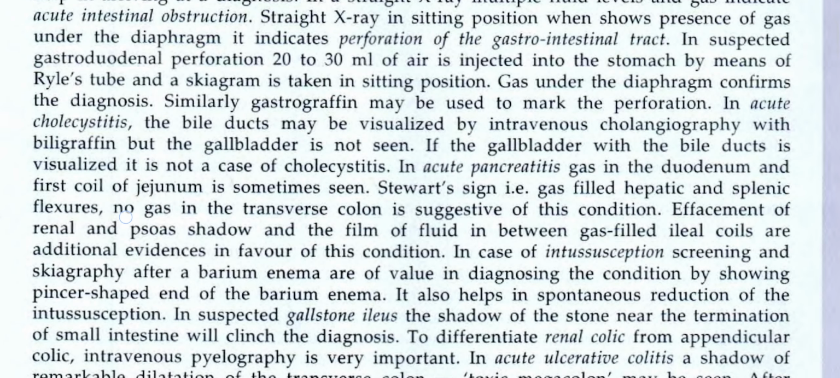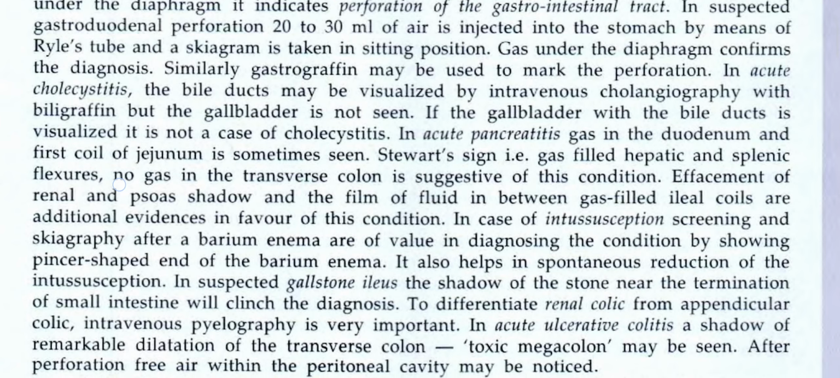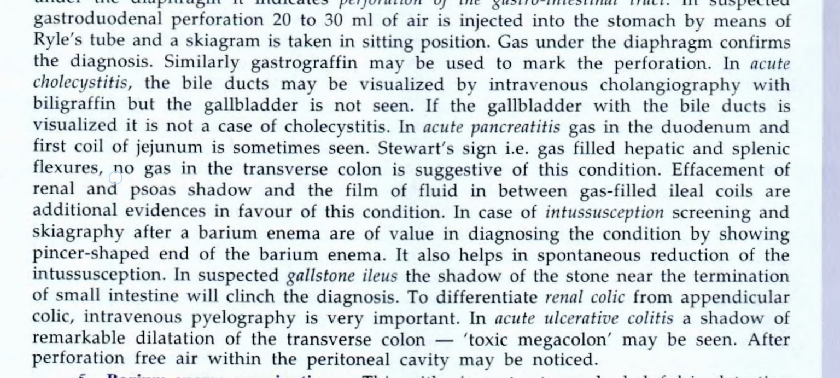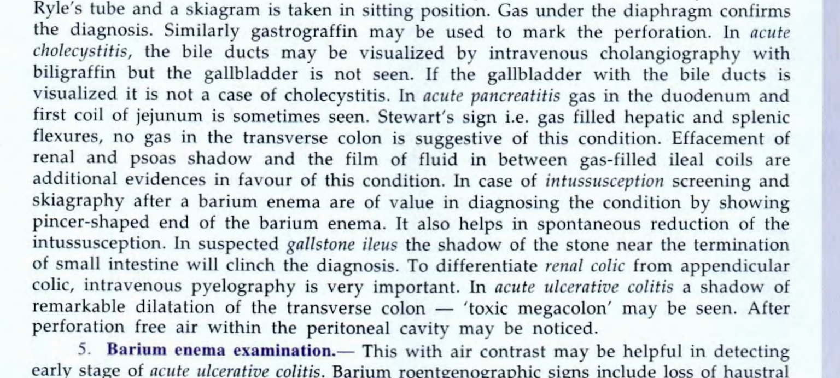In acute cholecystitis, the bile duct may be visualized by intravenous cholangiography with biligrafin, but the gallbladder is not seen. If the gallbladder with the bile duct is visualized, it is not a case of cholecystitis. In acute cholecystitis, gas in the duodenum and first coil of jejunum is sometimes seen. Stewart's sign, that is, gas-filled hepatic and splenic flexures. No gas in the transverse colon is suggestive of this condition.